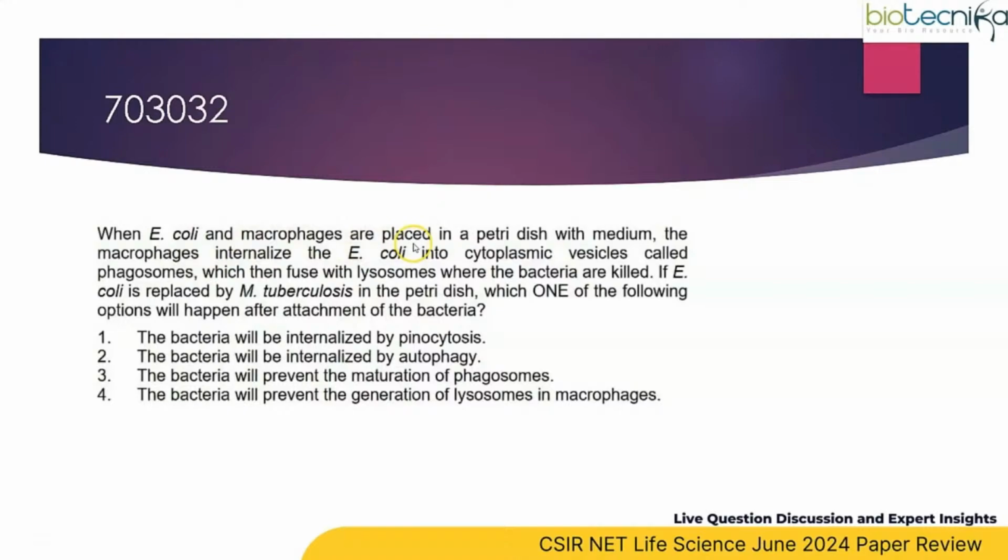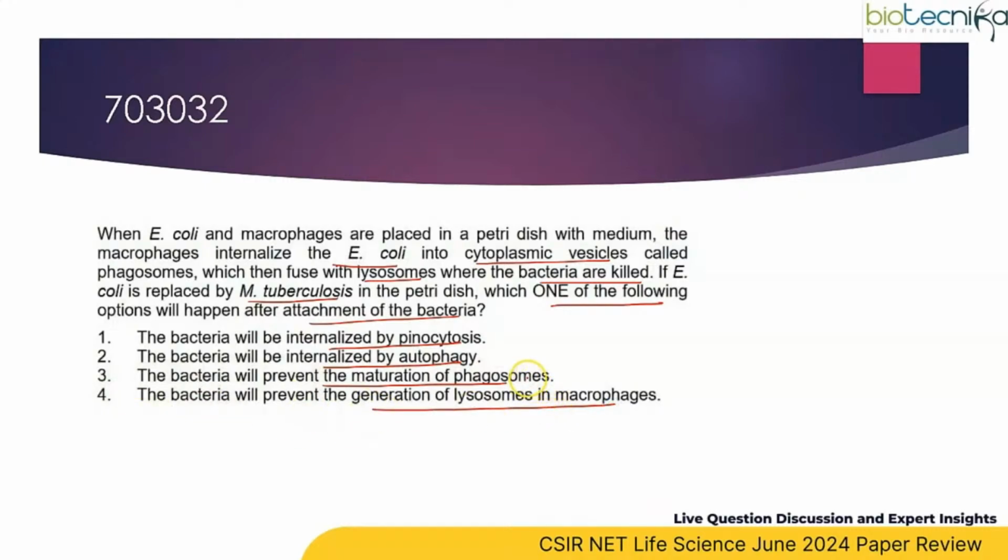When E. coli and macrophages are placed in a petri dish with medium, the macrophages internalize the E. coli into cytoplasmic vesicles called phagosomes, which then fuse with lysosomes where the bacteria are killed. If E. coli is replaced by Mycobacterium tuberculosis in the petri dish, which one of the following options will happen after attachment of the bacteria? 1. The bacteria will be internalized by pinocytosis. 2. The bacteria will be internalized by autophagy. 3. The bacteria will prevent the maturation of phagosomes. 4. The bacteria will prevent the generation of lysosome in macrophages.